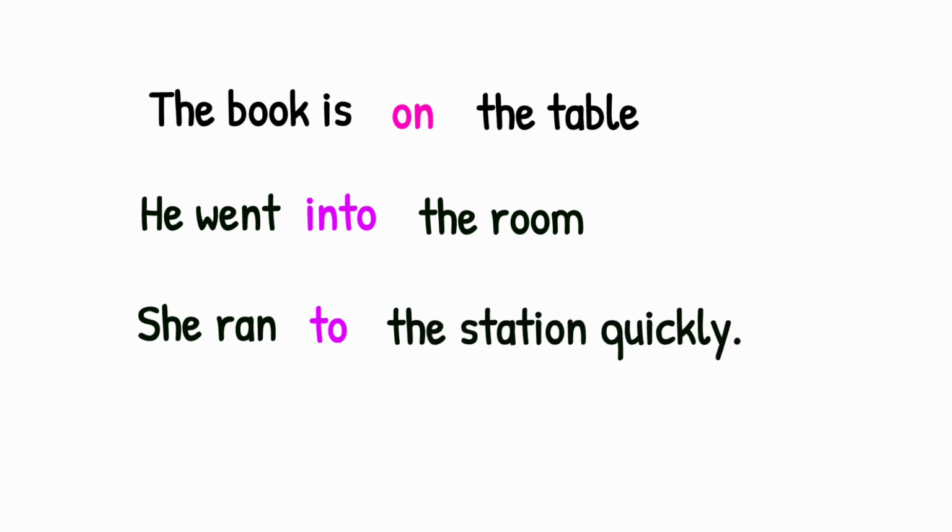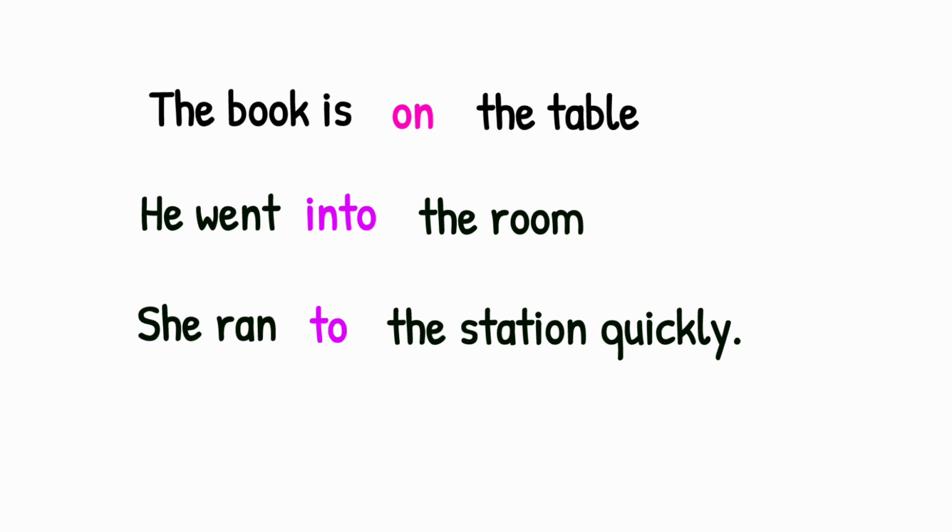She ran to the station quickly. To the station is a preposition. Quickly is an adverb. On is placed just before the noun. So table is a noun and on is placed just before it. So it can be easily understood. A preposition will be placed just before the noun.